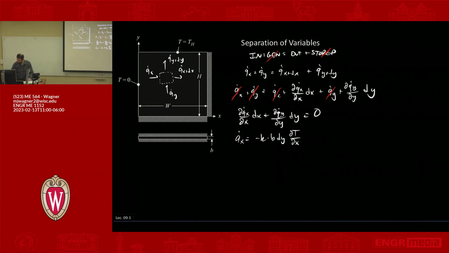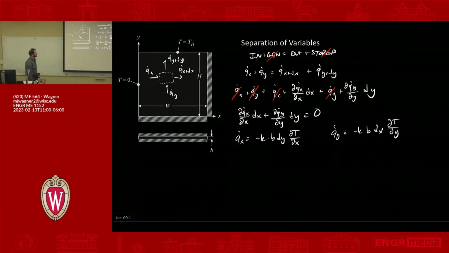Right? For the y direction, it's going to be similar. Q dot y is equal to minus k times b times dx. Right? That's the area available for heat flow in the y direction times differential of T with respect to y. Does that make sense to everybody? Right? The areas are really important. If you don't do the areas right, the problem's going to be wrong. So make sure you're careful when we do that. So plug that in. Let's see.